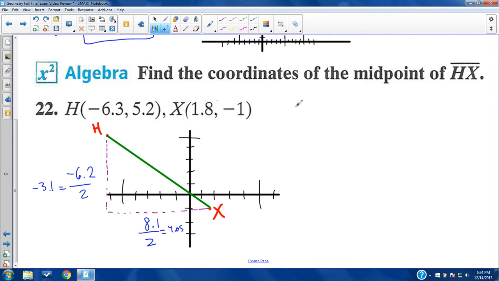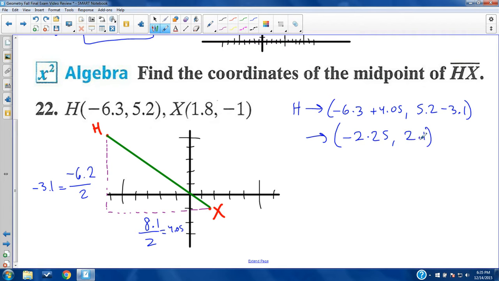If I'm looking at H, I'm going to go from negative 6.3 and go over 4.05 to the right. And I'm going to go from 5.2 and go down 3.1. If I went from X, I'd be doing the other way. I'd subtract 4.05 and I'd add 3.1. So this gives me negative 2.25, which is negative 2 1/4. And this gives you 2.1, which is 2 1/10.